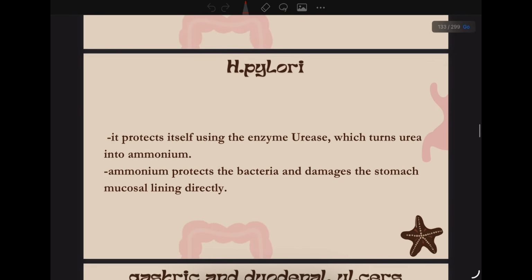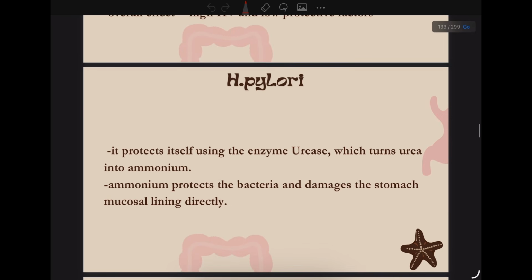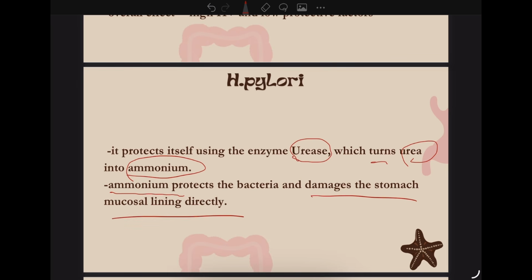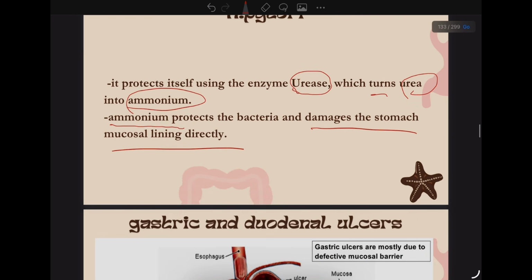Now, here's something that you should keep in mind. How does H. pylori protect itself from the stomach acid? Like, it's a bacteria. Shouldn't the stomach acid dissolve it? No. It has this enzyme called urease, which turns urea into ammonium. Ammonium is very basic, so it protects the bacteria. At the same time, one of the main ways these bacteria damage the stomach is also by ammonium. So ammonium not only protects the bacteria, it damages the stomach mucosal lining directly, because it's very basic.